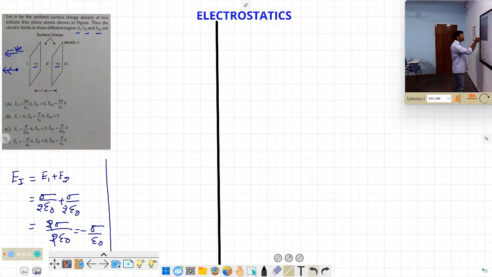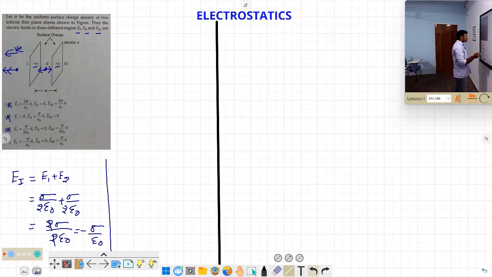Which option is correct? You can check it. First is not there, second also not there, third one is also not there, fourth one is correct. Okay, D option is correct. Now you can go for the second region. The second region is the middle region, where the electric field intensity due to the first charge plate is like this, and due to the second charge plate it is like this.